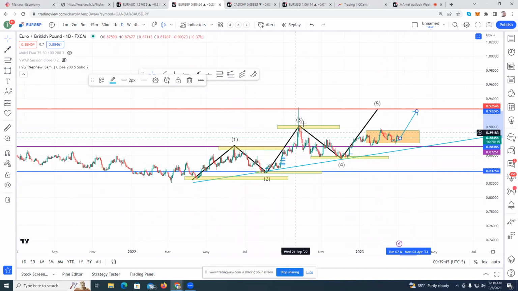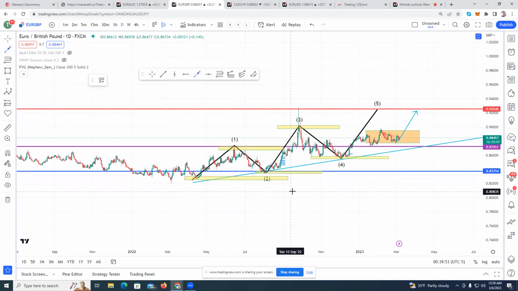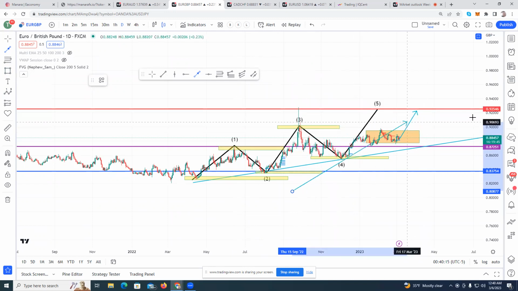of 5 move within the wave, right? 1, 2, 3, 4, 5. And the reason why this is valid again is because this low is lower than this low, and this low will be higher than this low here, okay? This high is lower than this high, and then this high coming up will be higher than this high on 3. So that's what I'm looking for.